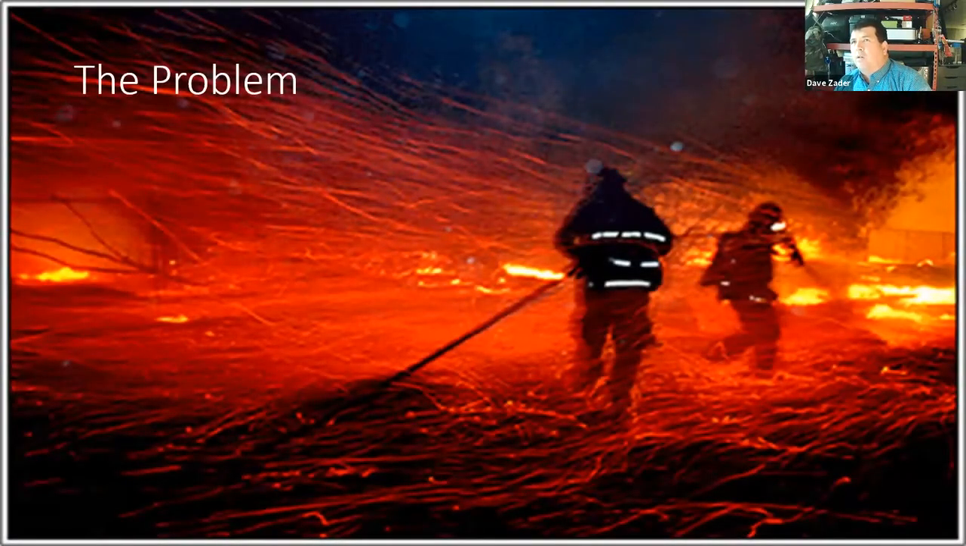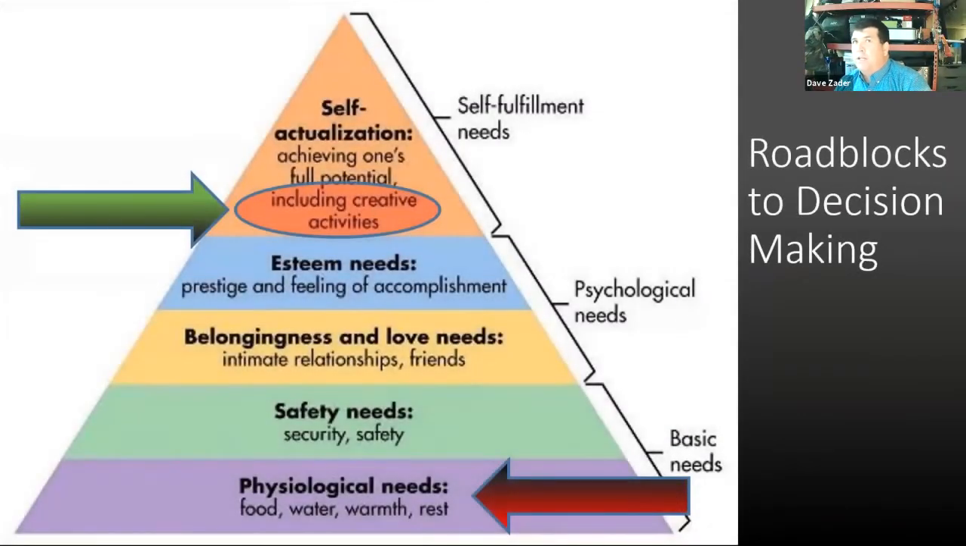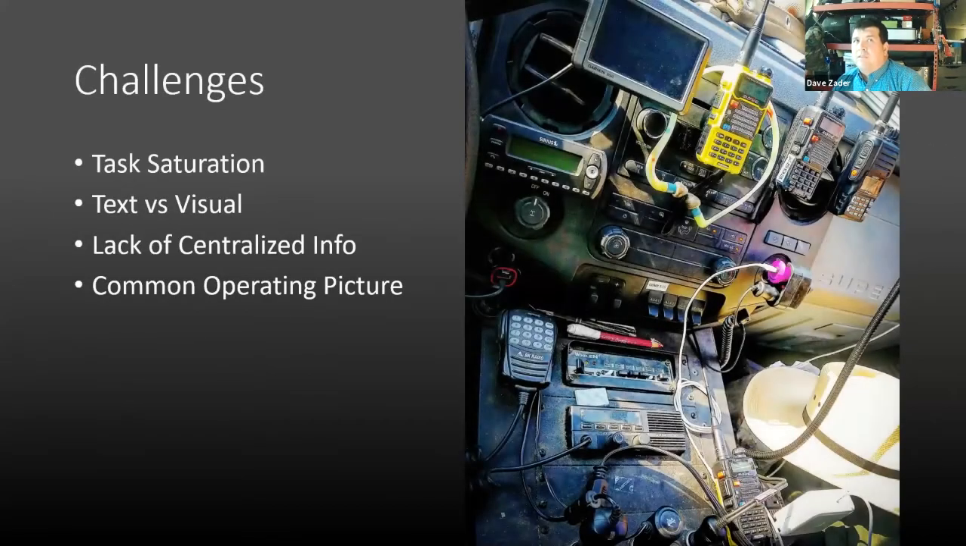But the problem is all of that takes time. It also takes a tremendous amount of mental energy. This is Maslow's hierarchy of needs. Typically, most firefighters are operating at a deficit where we're not having most of our needs met: food, water, sometimes air can be a problem depending on the smoke conditions. So trying to create a thought is very difficult. We also have a lot of distractions because we have a lot of task saturation. We're often trying to use text information rather than visual information. There's a lack of centralized info, so you're having to search for it, and we generally lack a common operating picture.